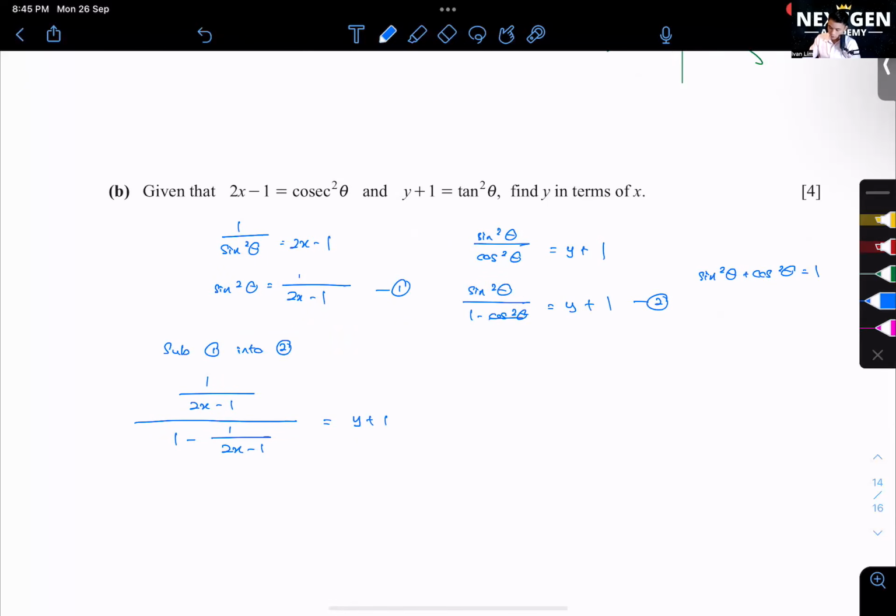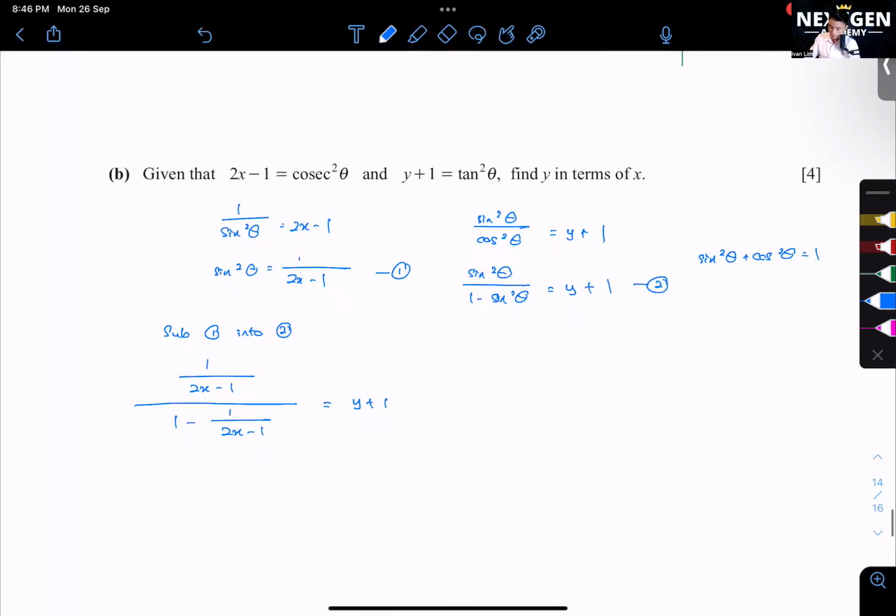Why this one still cos square? Sine square theta already. Okay, go and simplify it. So I will simplify the bottom first. So over 2x minus 1 over 2x minus 1 equals to y plus 1.